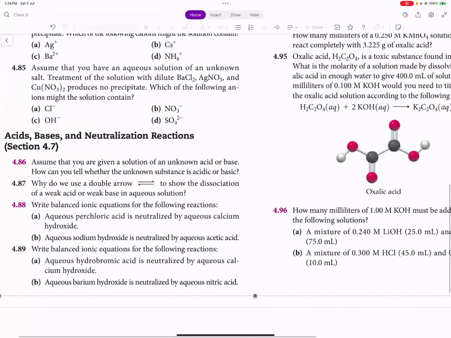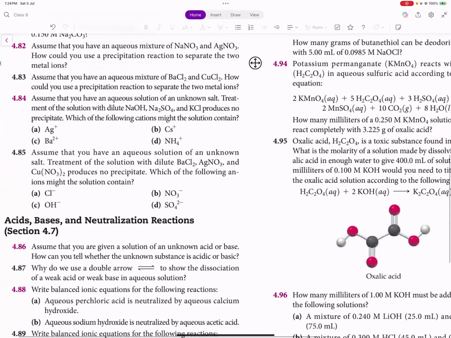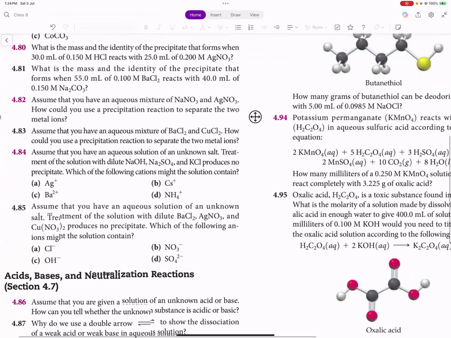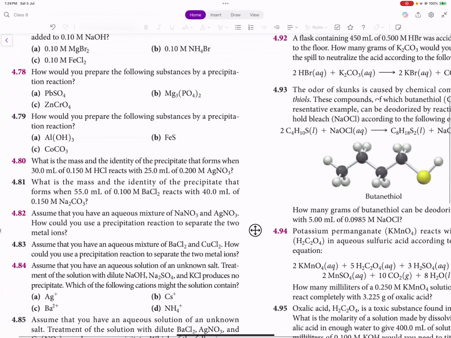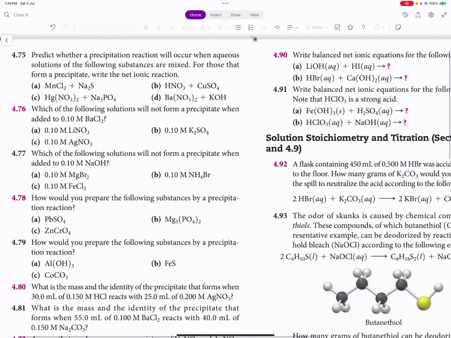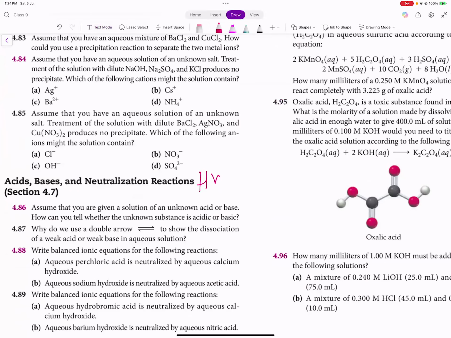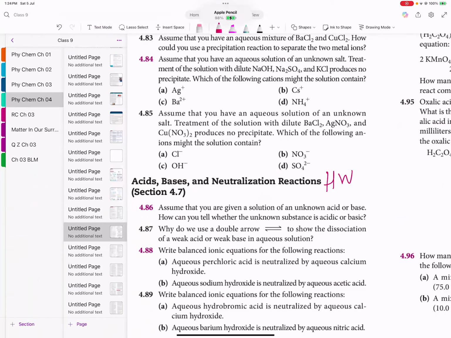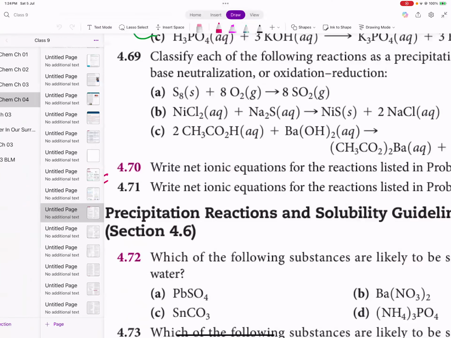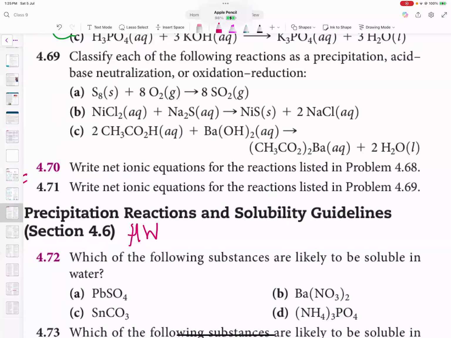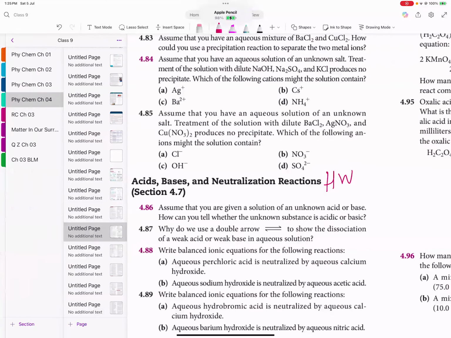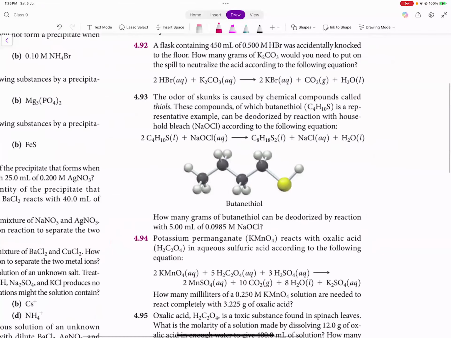This is the homework which I am expecting, and the section before that is also homework. So 4.6 and 4.7 as homework. Now we come here. You can do 4.92.